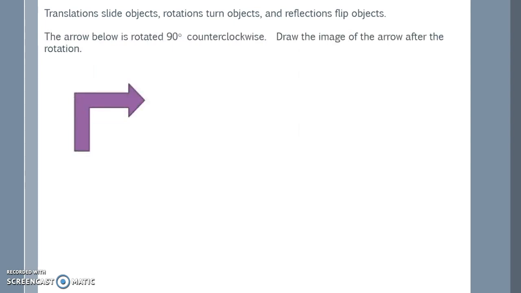The arrow below is rotated 90 degrees counterclockwise. Draw the image of the arrow after the rotation. Pause the video and see if you can do that. Your image should look like this one, rotated 90 degrees counterclockwise.